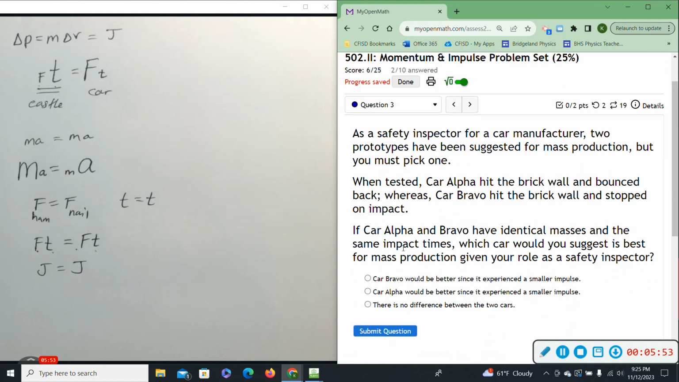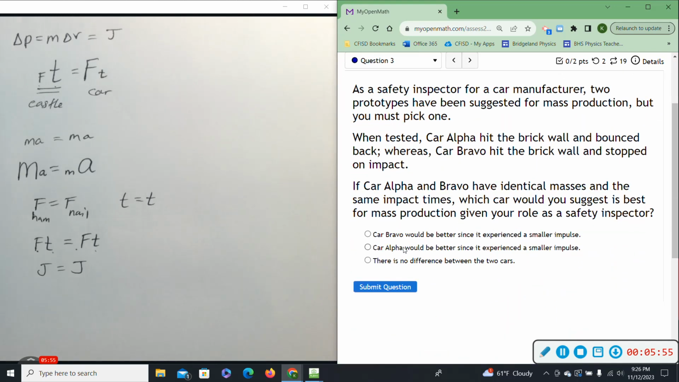Question 3 on 502.2 says, as a safety inspector for a car manufacturer, 2 prototypes have been suggested for mass production, but you must pick one. When tested, car Alpha hit the brick wall and bounced back, whereas car Bravo hit the brick wall and stopped on impact. If car Alpha and Bravo have identical masses and the same impact times, which car would you suggest is best for mass production given your role as a safety inspector?